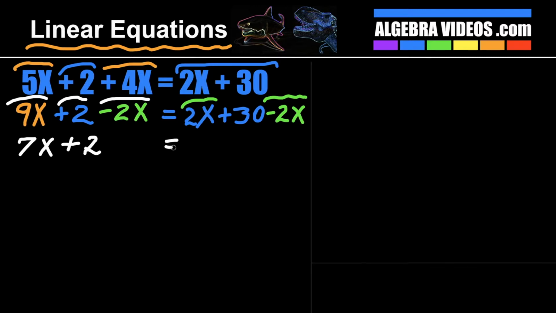And then over on the right side, 2x minus 2x is 0. So you're left with just 30 on the right side. That's why we subtracted the 2x. So 2x plus 30 minus 2x, that whole thing simplifies to just 30, because the 2x and the minus 2x cancel out to 0. Okay, so I'd like to get rid of this 2 on the left side. So how might I do that?